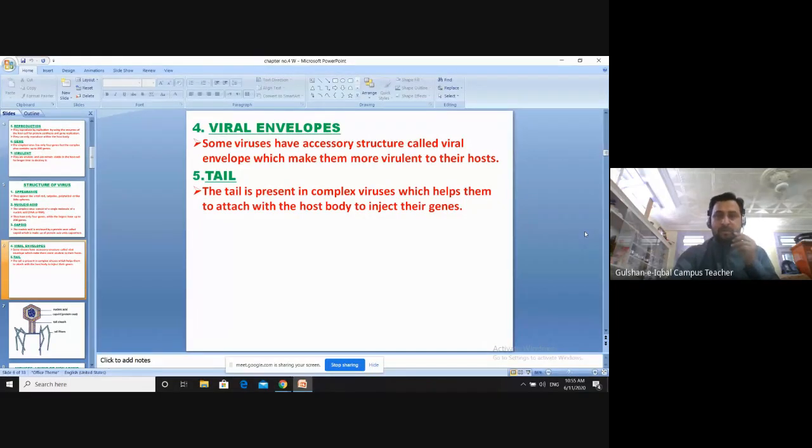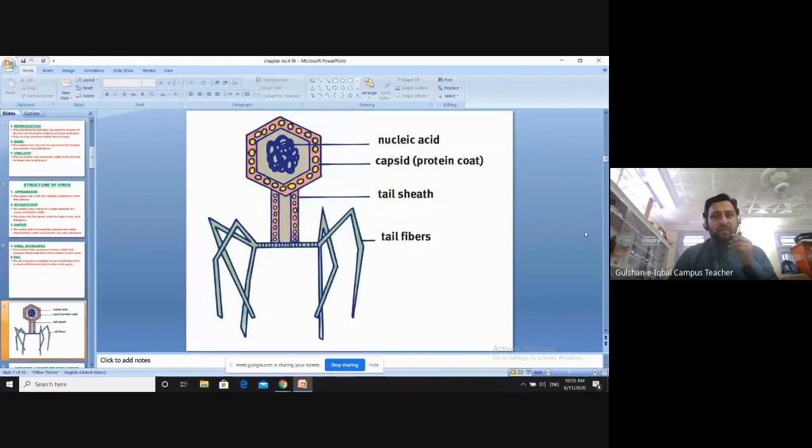Okay, let's see the diagram of a tadpole virus. This is a bacteriophage tadpole virus. Now you can see that the outside coat is the capsid, and in the capsid these small units are known as capsomers. Inside the capsid, a DNA molecule or RNA molecule may be present. Either it is DNA or it is RNA.